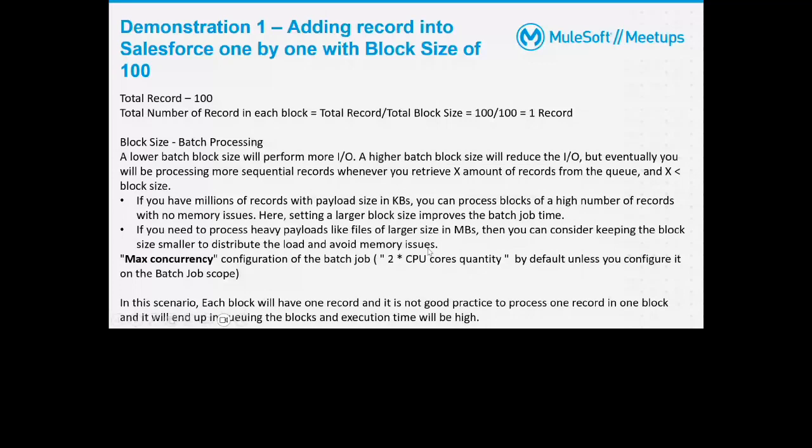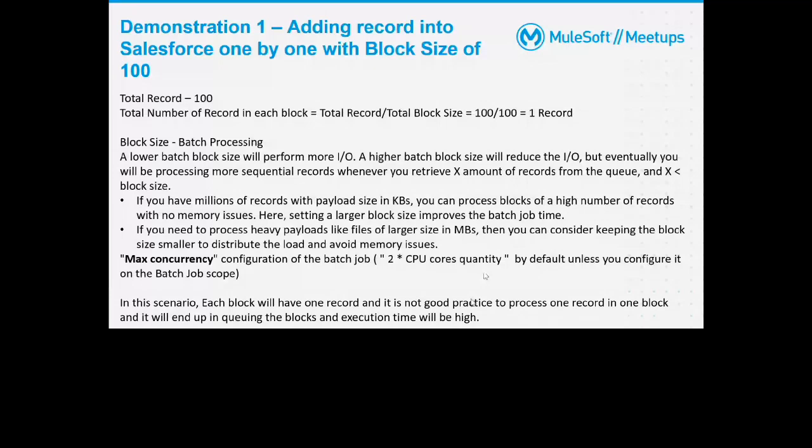What is max concurrency? So as I mentioned, in a block we have records. If you want to process those records in parallel, then you can set up the max concurrency. If you are not setting the max concurrency, by default it is 2 times the CPU core quantity. If your machine is of 2 vCores, then it will multiply 2 into 2, 4. So the degree of parallelism will be 4. So 4 records will get processed in parallel, right?